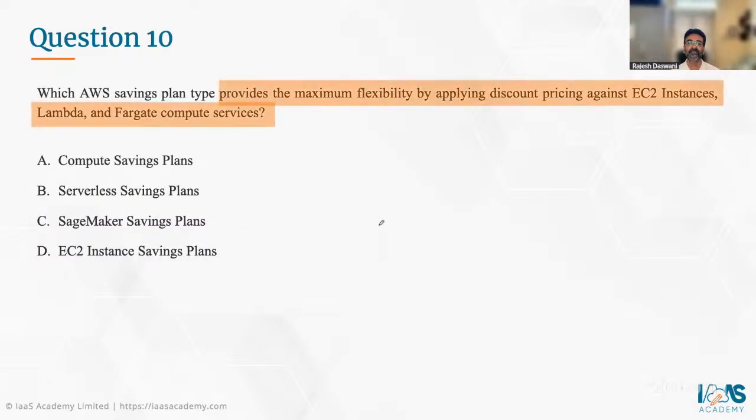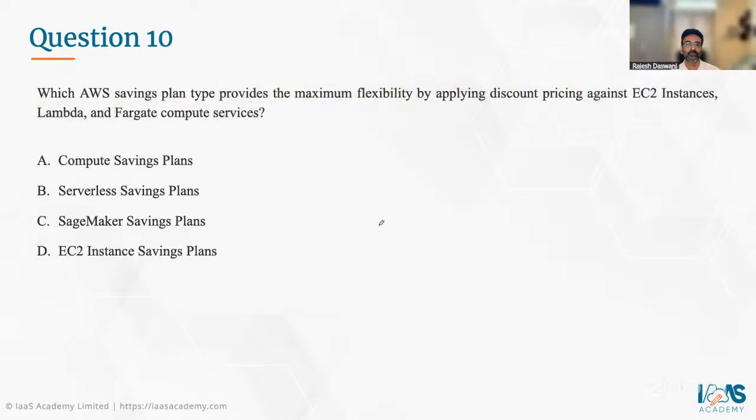Okay, let's take a look at the last question, question number 10. Which AWS savings plan provides the maximum flexibility by applying discount pricing against EC2 instances, Lambda, and Fargate compute services? So here we're looking for the savings plan that you would recommend that provides maximum flexibility by applying discount pricing against EC2 instances, Lambda, and Fargate. So you want it across all compute services. Okay, so which savings plan would you go for?